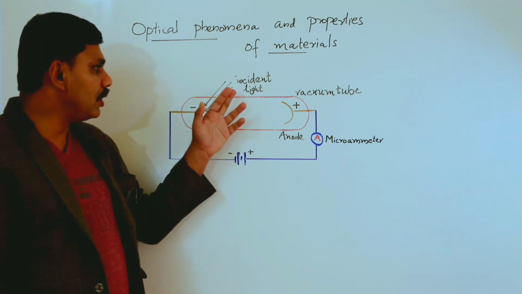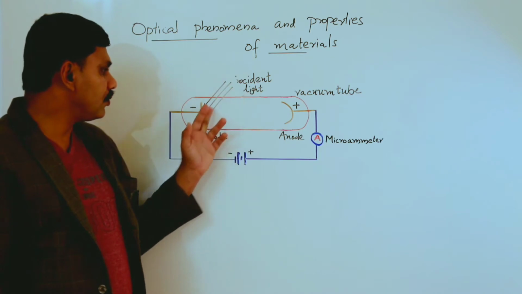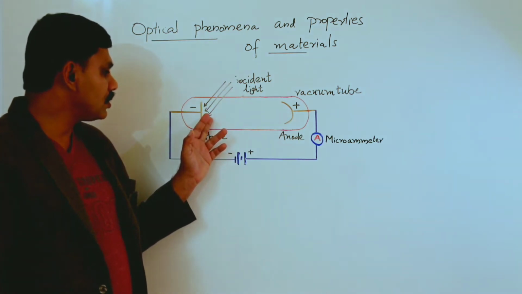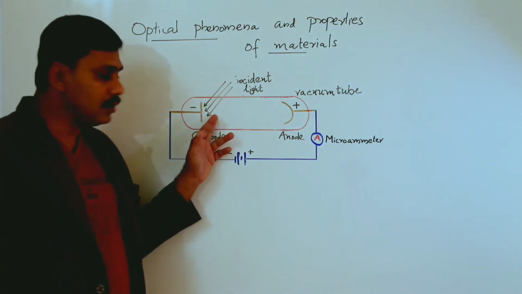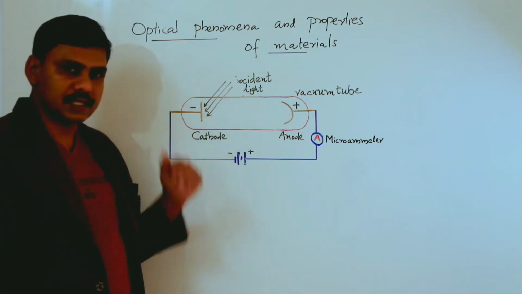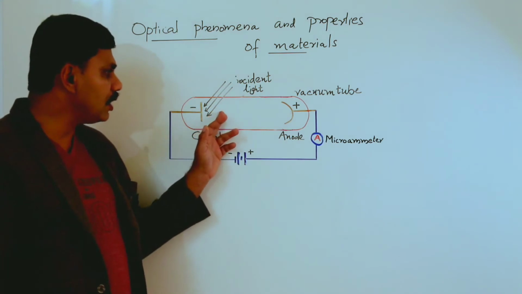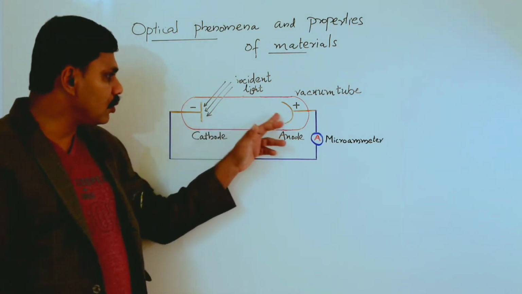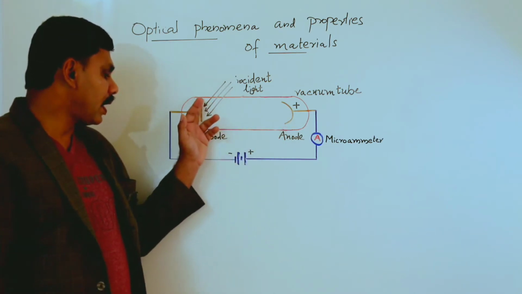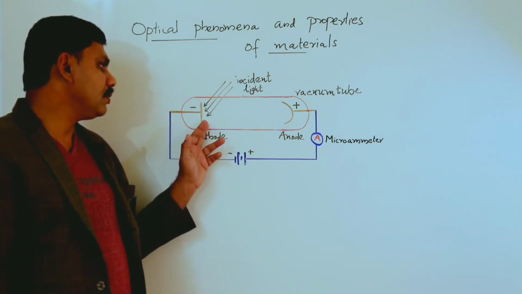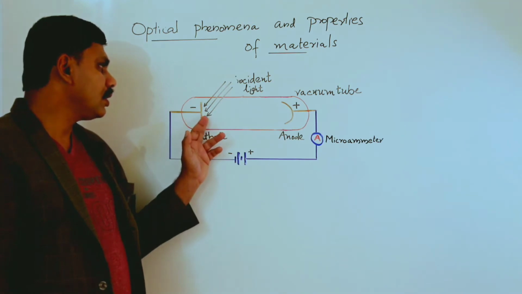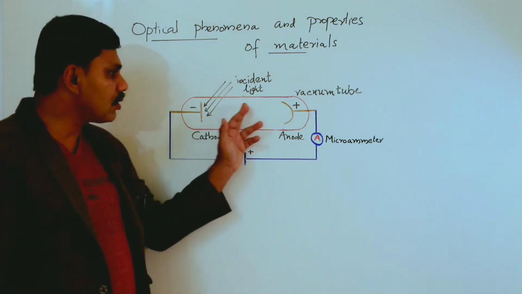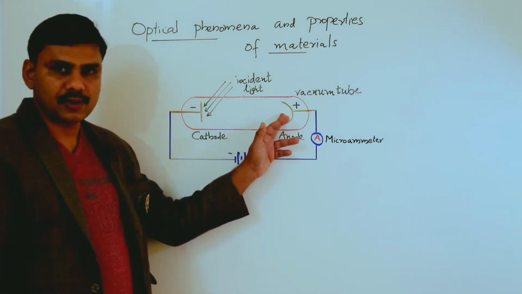So we are allowing the light on the photosensitive material. When light is allowed to fall on the photosensitive material, the electrons are ejected. These electrons will move towards the anode. So the cathode is a photosensitive material. When light falls on the cathode, the electrons will be emitted and these electrons will move to the anode.